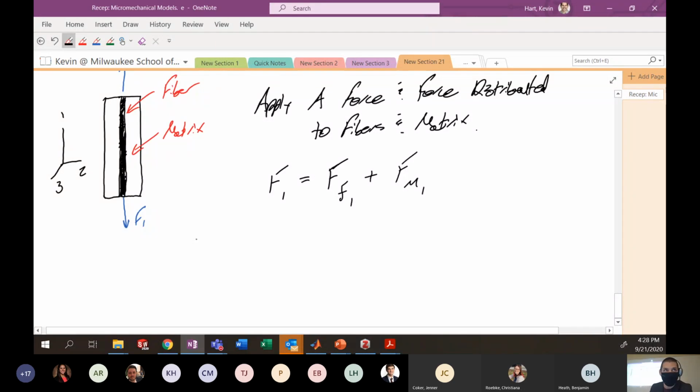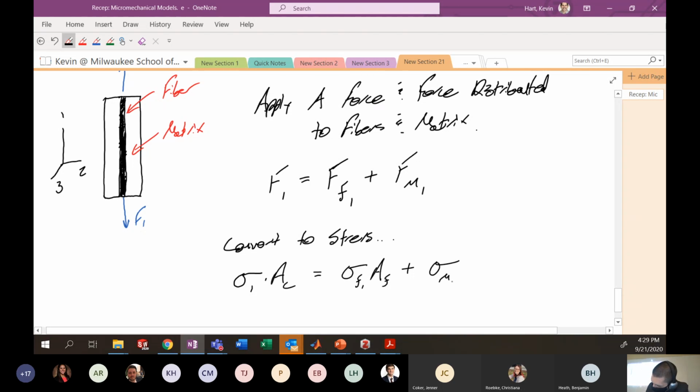We can convert this to stress in the one-dimensional model. And so our force in the one direction could be the stress multiplied by the area. So that might be something like the stress in the one direction multiplied by the area of the composite cross-section, let's call it AC, is equal to the stress of the fibers in the one direction times the area of the fibers, plus the stress of the matrix in the one direction times the area of the matrix. And this specifically is the area of the fibers in, let's say, the 2-3 plane.